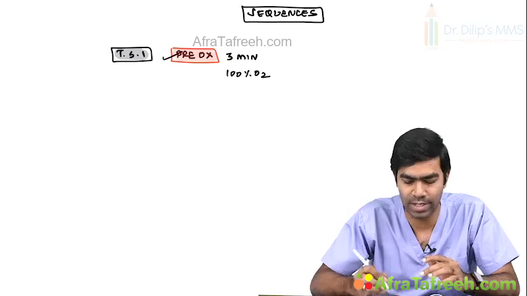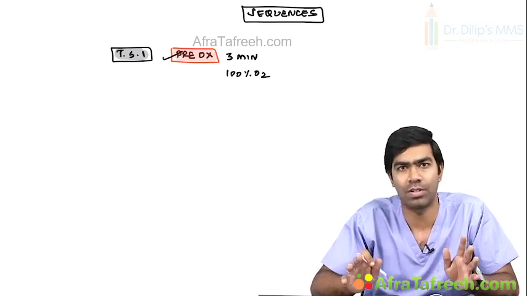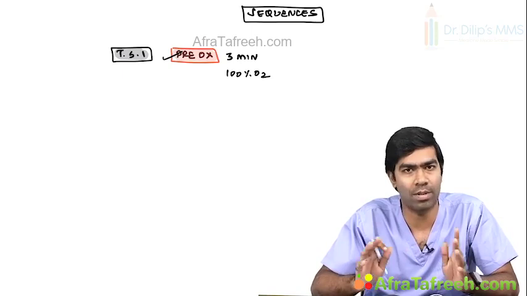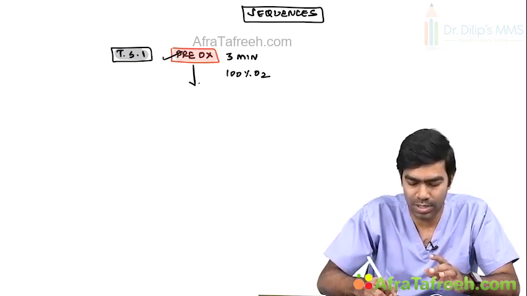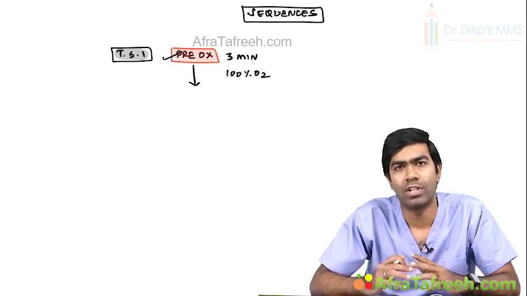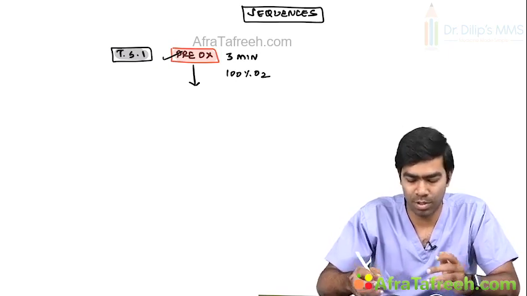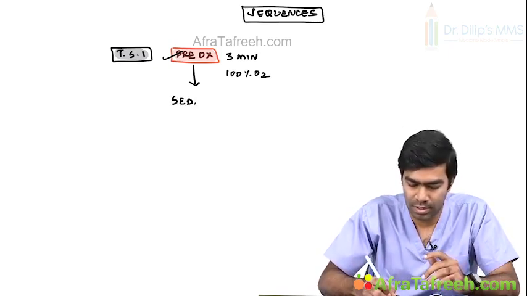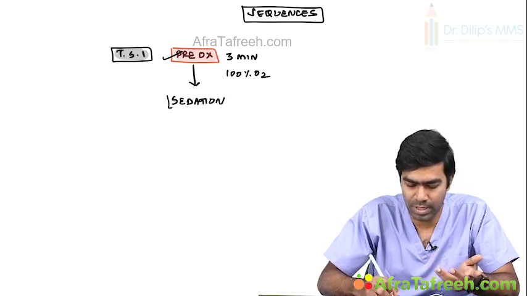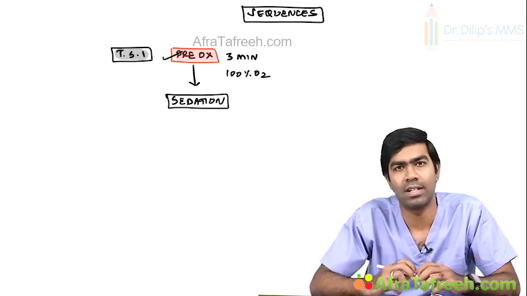So that's the idea of doing pre-oxygenation in the first place, and one of the quintessential steps for any intubation is pre-oxygenation. Very, very important point. So once you have done the pre-oxygenation, the next step, you have to give the sedation to the patient. You have to calm down the patient, give a sedation. Obviously this is called an induction of anesthesia.